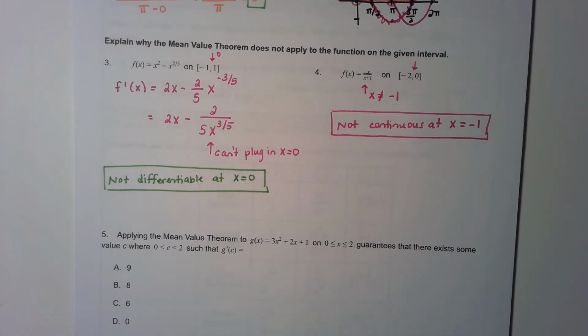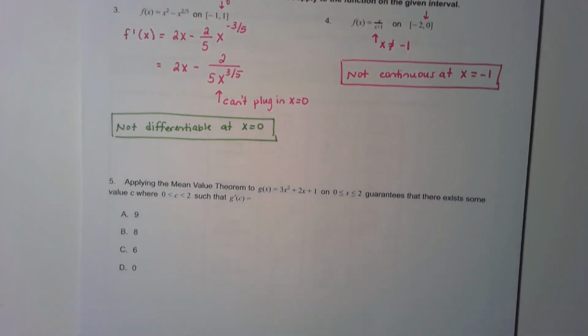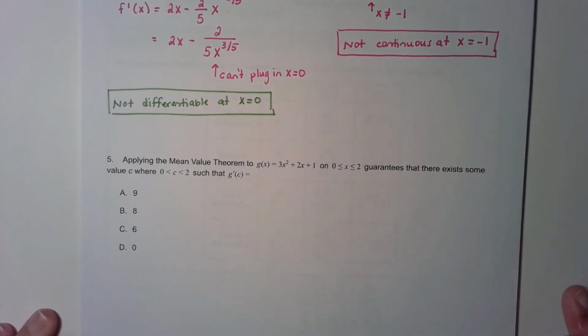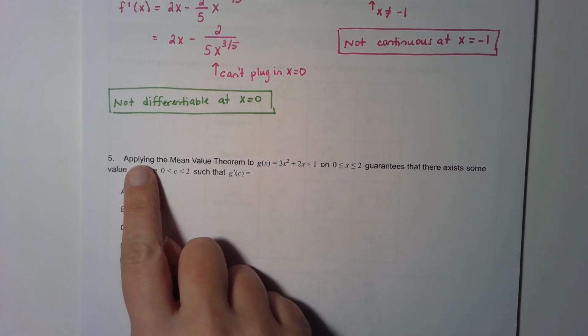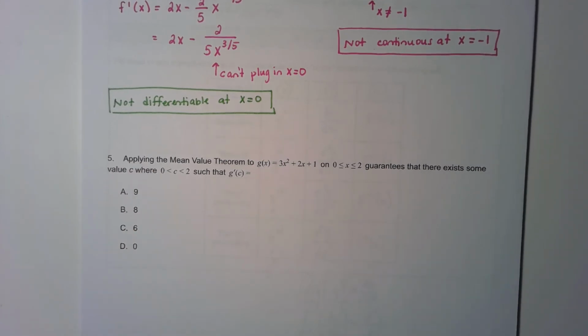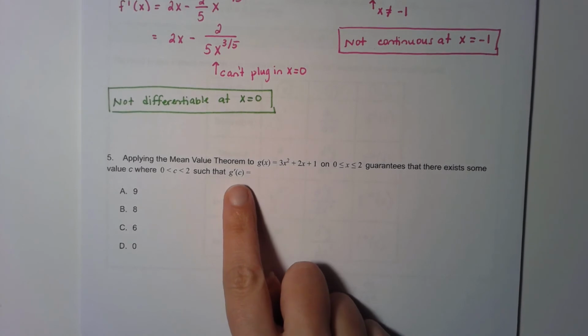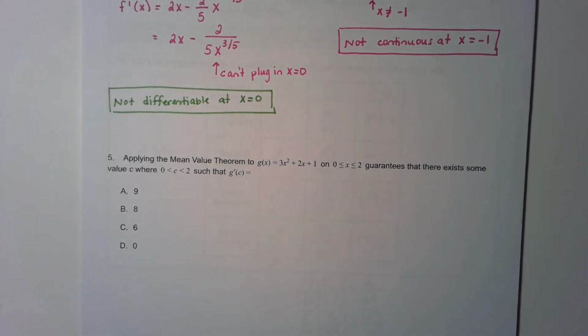For problem number 5, this is a perfect example of something that has been on the AP test many times. It says applying the mean value theorem to g of x on 0 to 2 guarantees that there exists some value c such that g prime of c is equal to what? Well, in order to do this, we don't need to check the conditions because it already says we're applying the mean value theorem, so we must have met the conditions. We also don't really need to find the derivative because it doesn't say find the value of c, it just says g prime of c has to be equal to. This is a perfect example where all you really need to know is the conclusion.